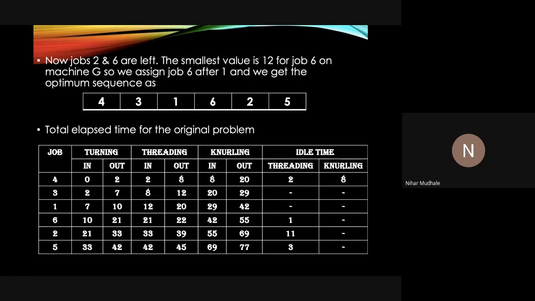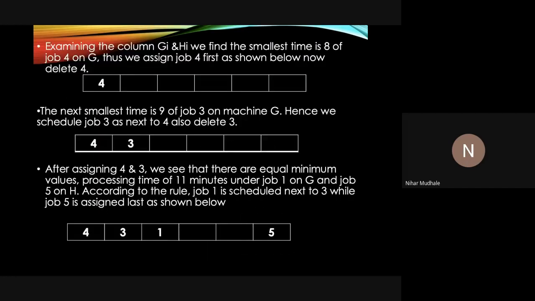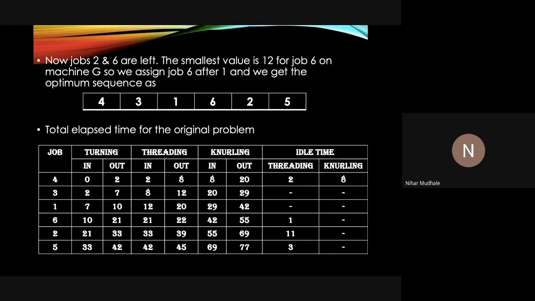The smallest value is 12 for job 6 on machine G. So we assign job 6 after 1. What we are doing is, jobs 2 and 6 are left here, the smallest value 12 is taken and assigned over here, and the optimum sequence is given as 4, 3, 1, 6, 2, 5 according to the given example.